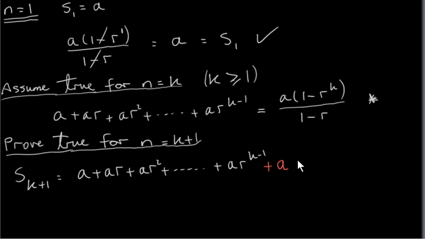The new term is got by replacing k with k plus 1. If we replace k with k plus 1, we get k plus 1 minus 1. That gives us k. So this is the sum of the first k plus 1 terms. It's really just going back to the formula and replacing n with k plus 1. In general, this last term would be ar to the power of n minus 1. And we plug k plus 1 in for n, we get ar to the power of k plus 1 minus 1, or ar to the power of k.